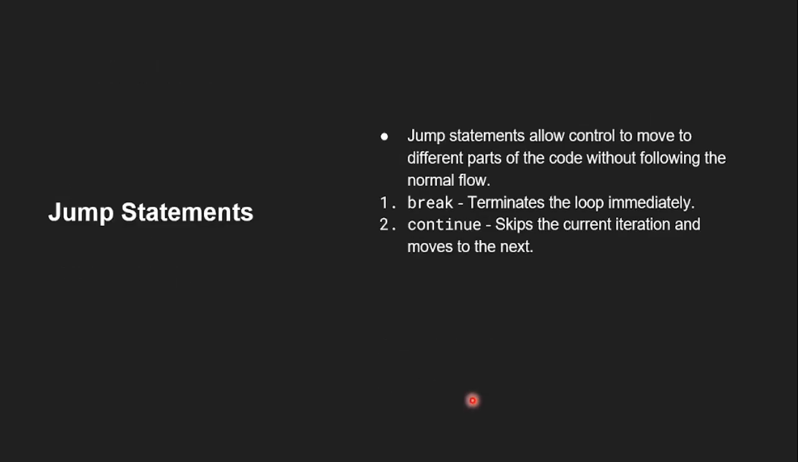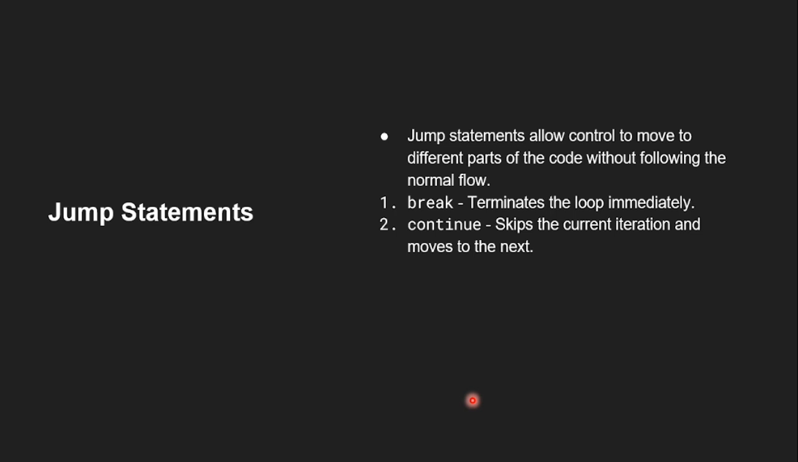Now, let's start with the jump statement. What is a jump statement? Basically, a jump statement is used to control and move to different parts of code without following the normal flow. It is basically used to override the normal flow of code and perform your given flow in the code.